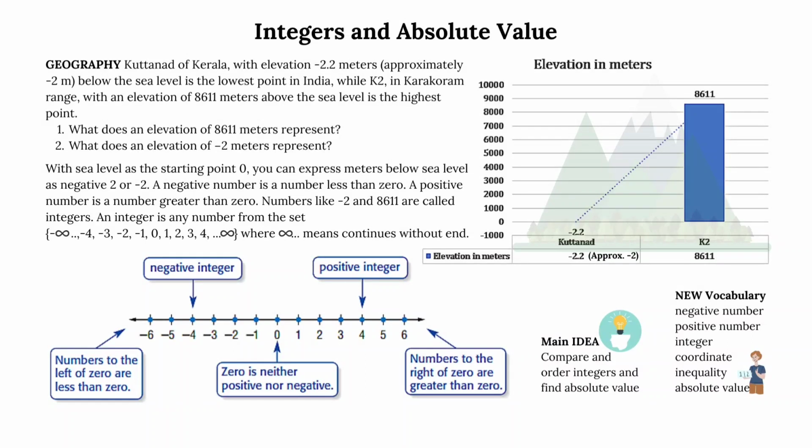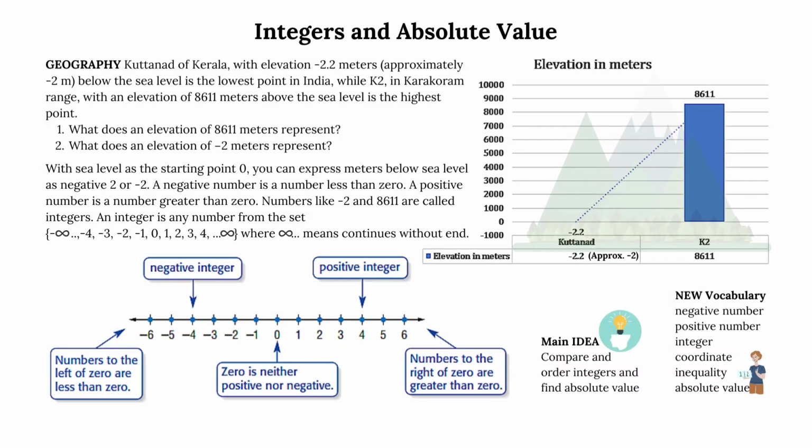Now let's understand integers from the given number line. The numbers to the left of 0 are less than 0, whereas the numbers to the right of 0 are greater than 0. 0 is neither positive nor negative. The main idea of today's class is to compare and order integers and find absolute value.